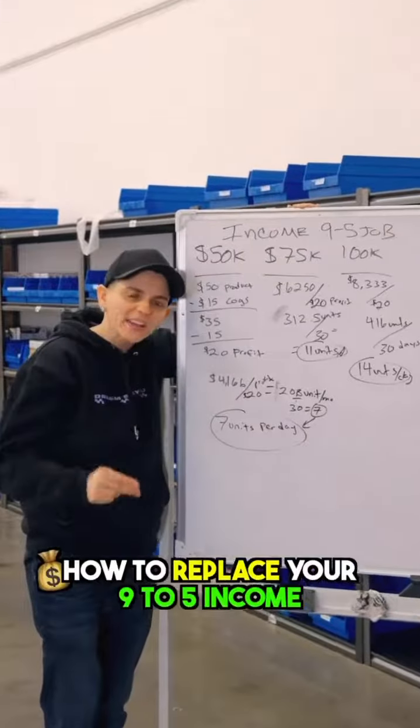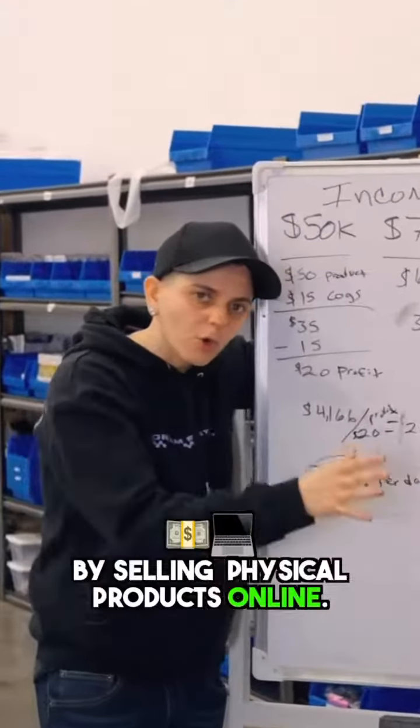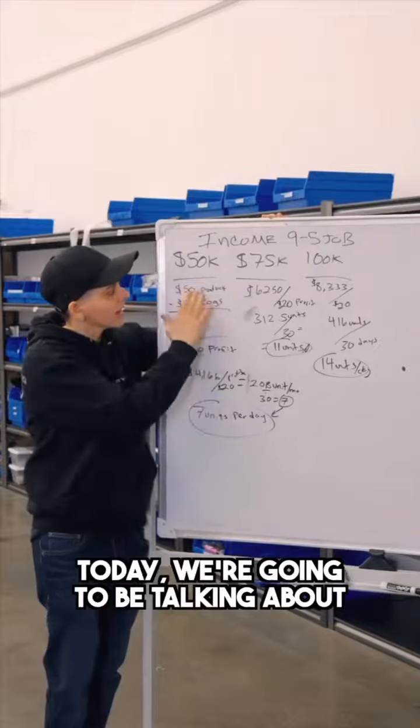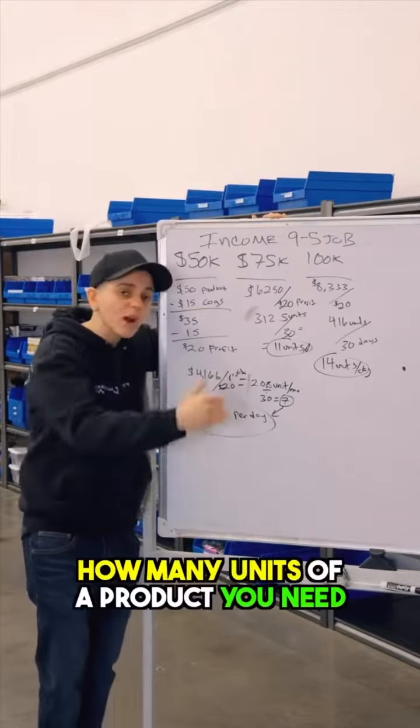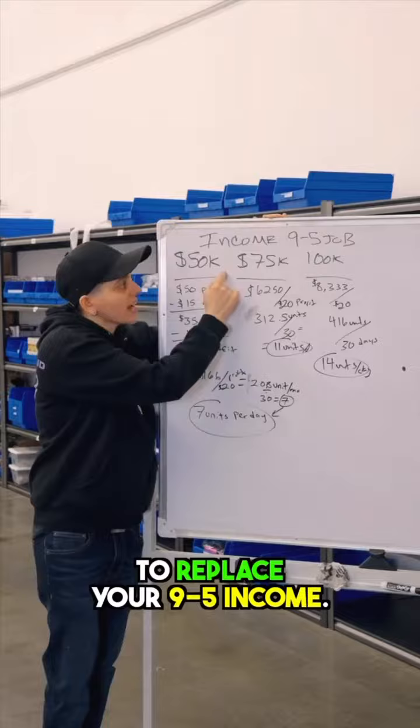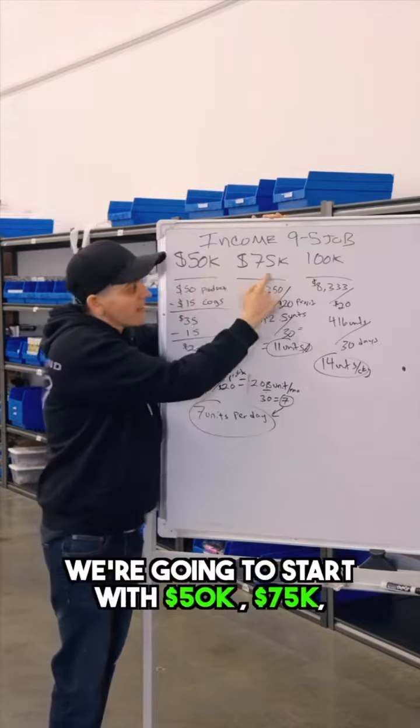How to replace your 9-to-5 income by selling physical products online. Today, we're going to be talking about how many units of a product you need to sell per day to replace your 9-to-5 income. We're going to start with $50,000, $75,000, and $100,000.